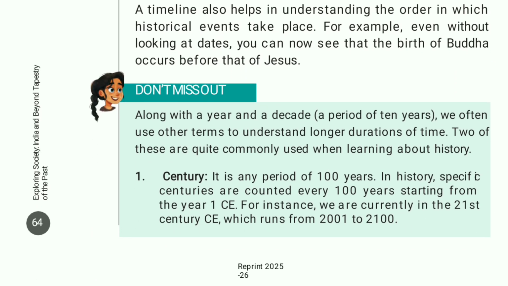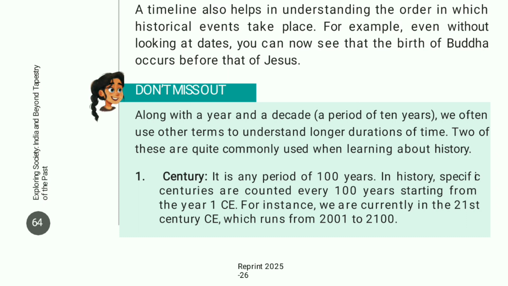A timeline also helps in understanding the order in which historical events take place. For example, even without looking at dates, you can now see that the birth of Buddha occurs before that of Jesus. Don't miss out. Along with a year and a decade, a period of 10 years, we often use other terms to understand longer durations of time. Two of these are quite common, used when learning about history.